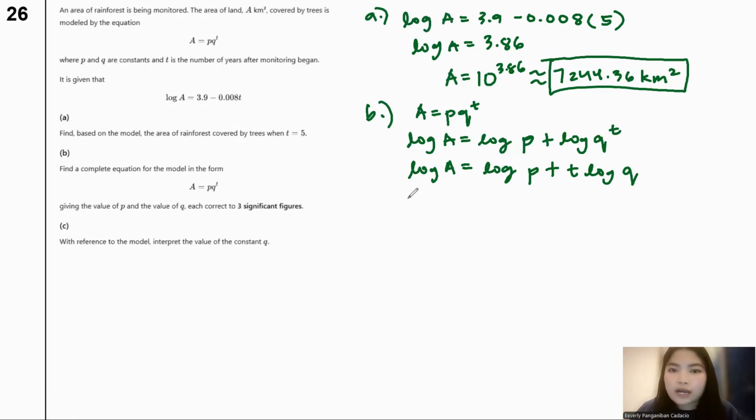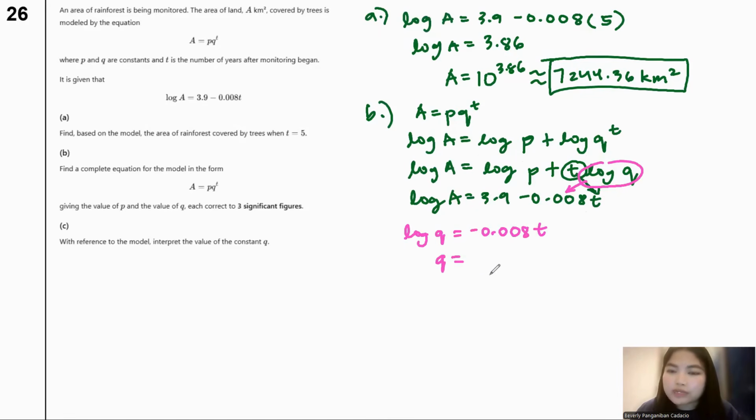And then I want you to recopy the log A is equal to 3.9 minus 0.008T, and you're going to compare. Your T is this one. Therefore, your log Q will be your negative 0.008. So I want you to write that log Q is equal to negative 0.008, and for you to get the Q, you're just going to make it 10 to the power. Sorry, why is there still a T there? I mean the T, you don't need to put that.